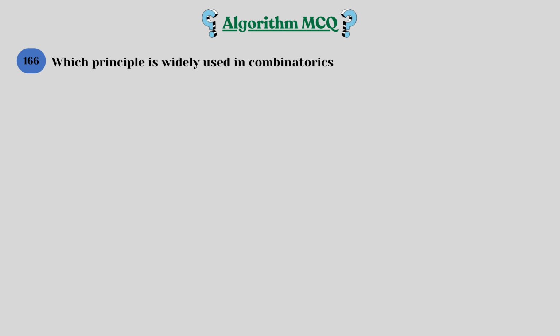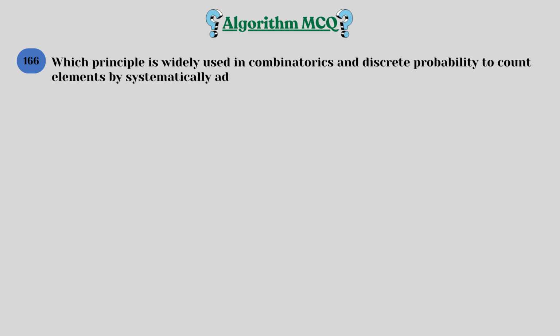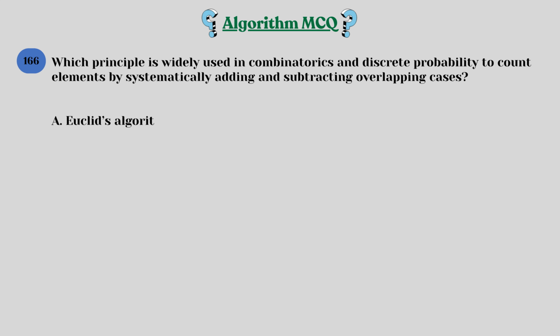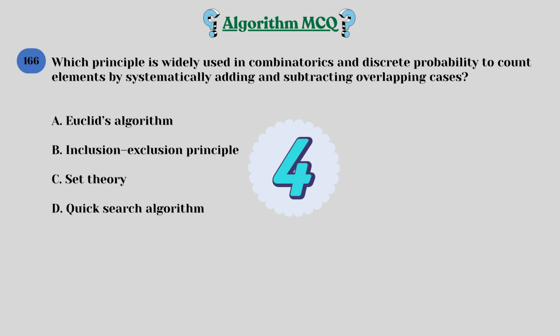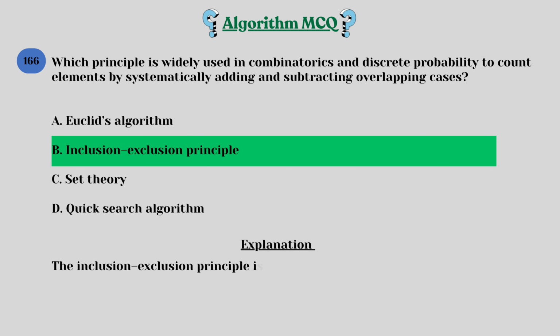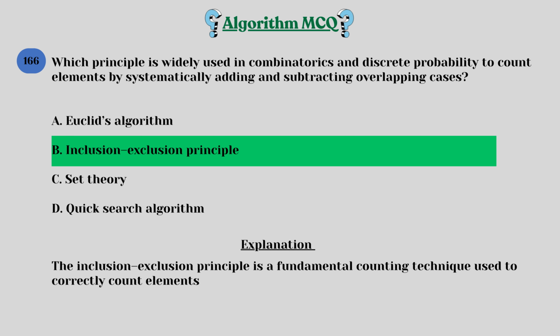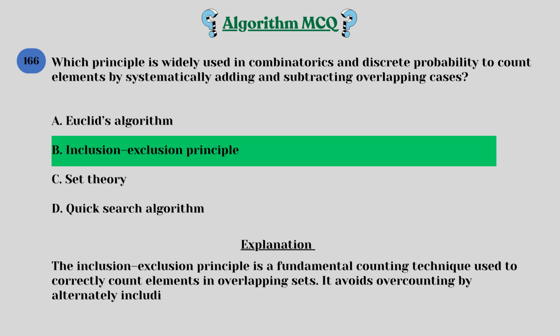Which principle is widely used in combinatorics and discrete probability to count elements by systematically adding and subtracting overlapping cases? Correct answer, inclusion-exclusion principle. Explanation: the inclusion-exclusion principle is a fundamental counting technique used to correctly count elements in overlapping sets. It avoids overcounting by alternately including and excluding intersections.